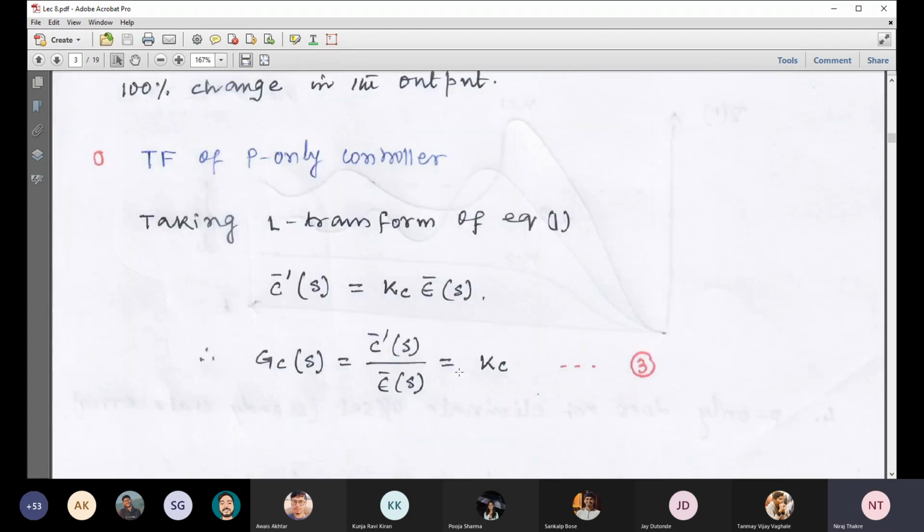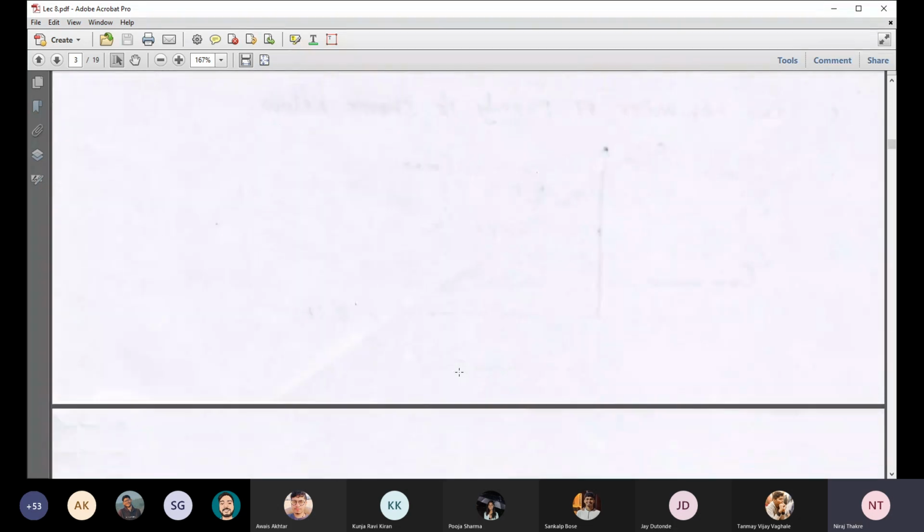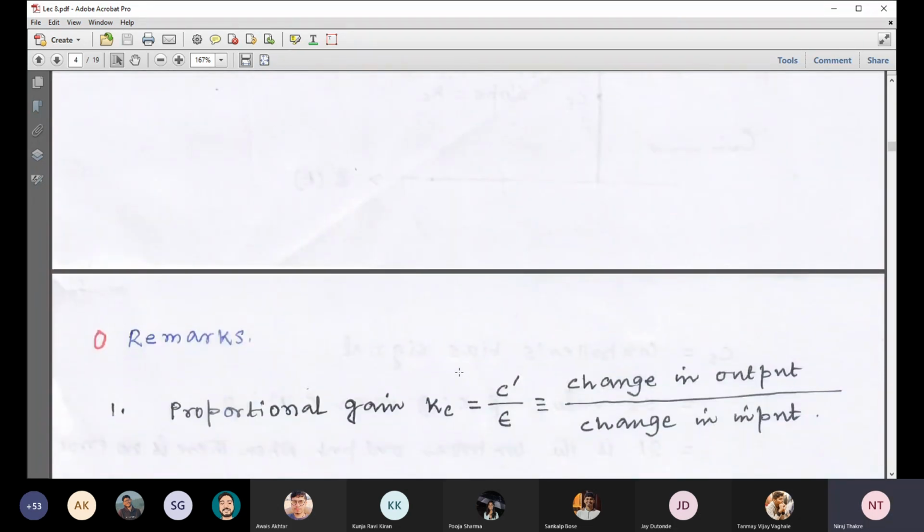Okay, so this is the transfer function for our P-only controller. Next, let us make a couple of remarks on this P-only controller. So this is your first remark that we already discussed: proportional gain Kc equal to C prime by epsilon. That is change in output by change in input. They are deviation variables. That's why we have written here change.